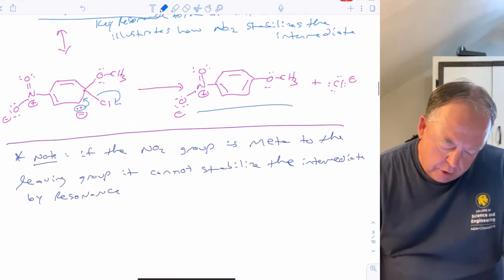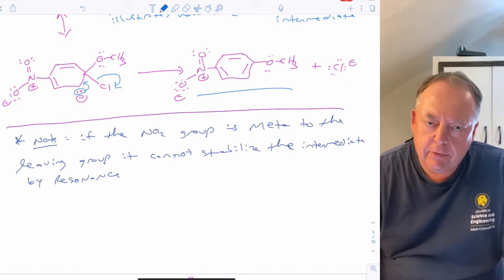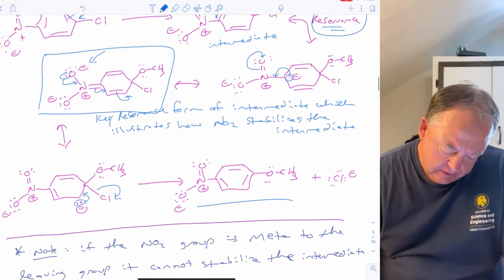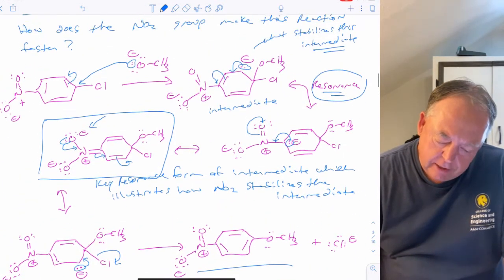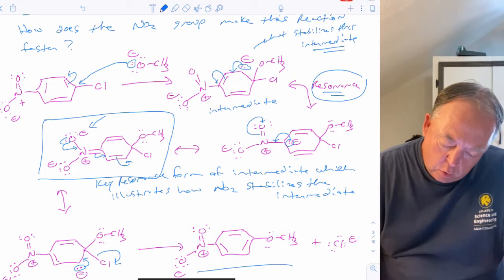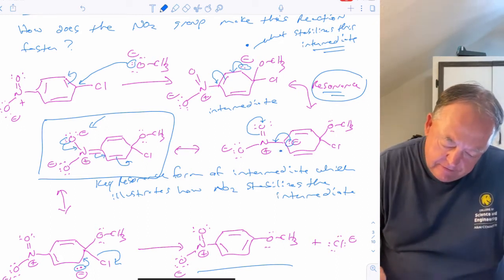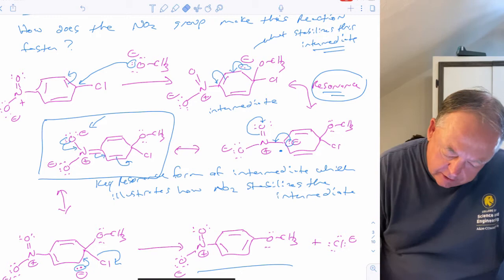What we want to note is that if the nitro group was meta to the chlorine, then it cannot stabilize the intermediate by resonance. Because if you notice where that negative charge is, with respect to the chlorine and the OCH3 group, it's here at the ortho position, or it's here at the para position. Well, I better not use a dot. We don't want to think that's a free radical.